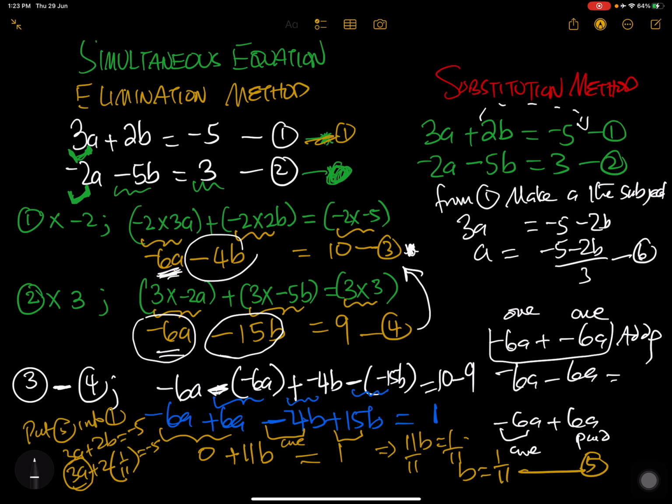Now we can put this back here so that we can look for a. So a becomes negative 5 minus 2 into 1 over 11, all divided by 3, and we can be able to look for b. So that's the elimination method, and that's the substitution method. Whichever one works for you, stick to it. But there are certain problems that are so obvious that you have to use the elimination method. So that's why it is important to have a feel of both methods.